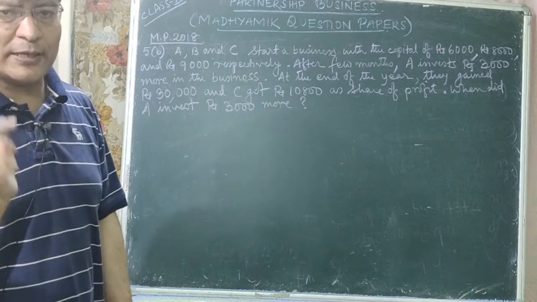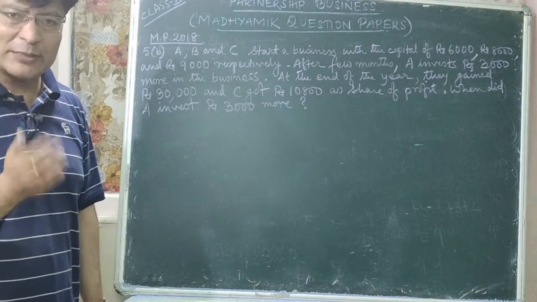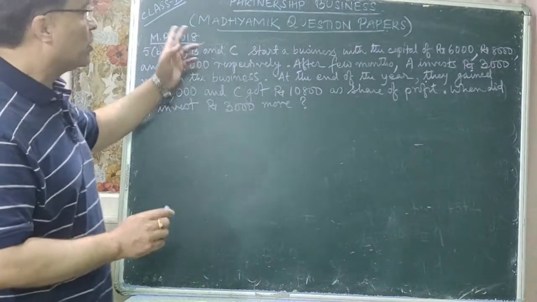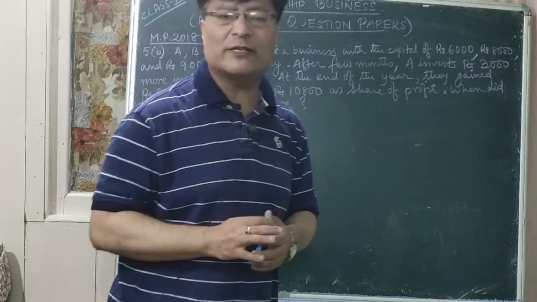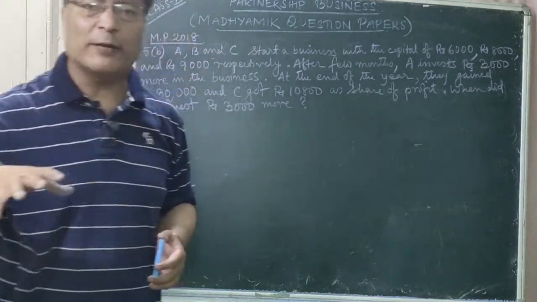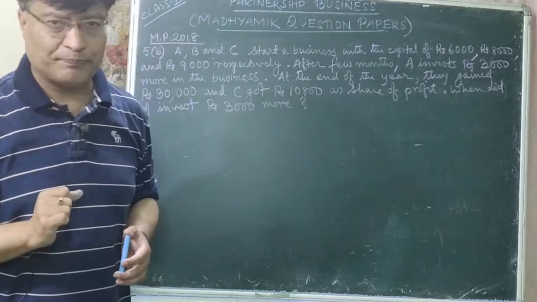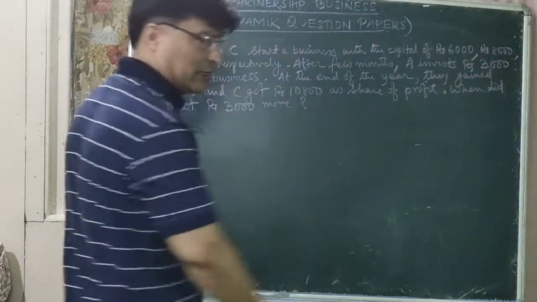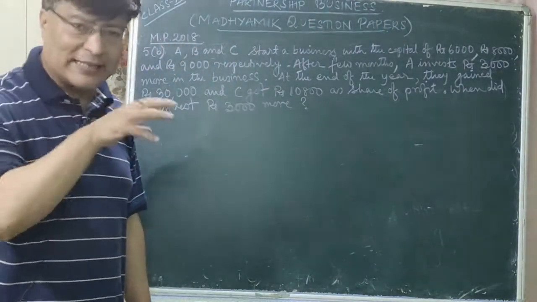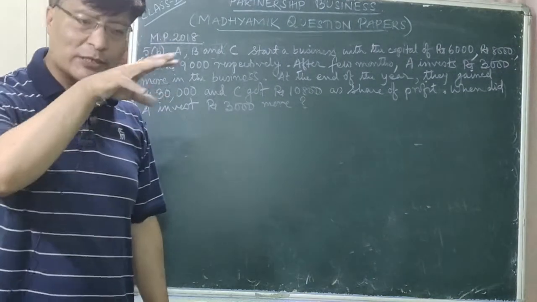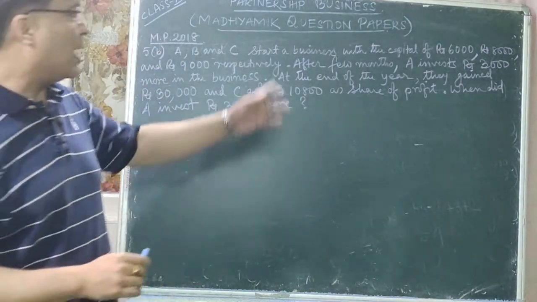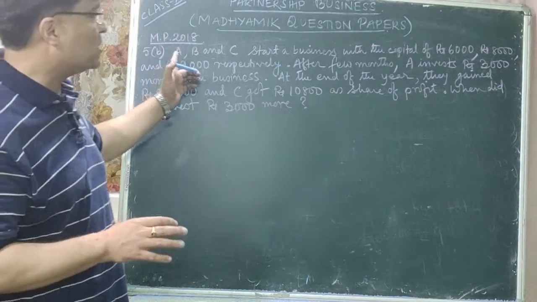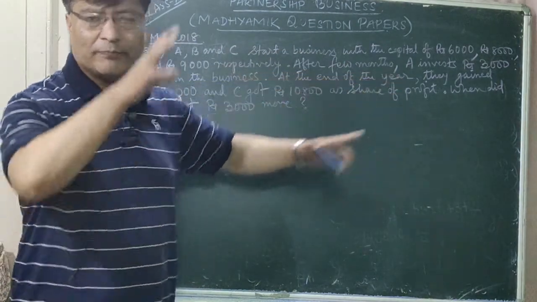Suppose timile suppose gare X months. After X months, A invest rupees 3,000 more. भनेपछि यो जुन चाहिँ A ले रुपीस 6,000 इन्भेस्ट गर्दैछ, यो कति महिनाको लागि फिक्स भयो? X महिनाको लागि फिक्स भयो त। अब 6,000 मा यो 3,000 जोडिँदैछ भनेपछि कति भयो? 9,000। अब यो 9,000 चाहिँ कति महिनाको लागि फिक्स भयो त?